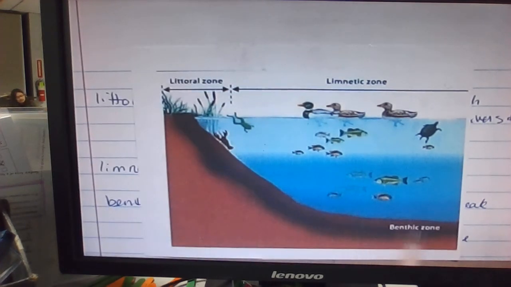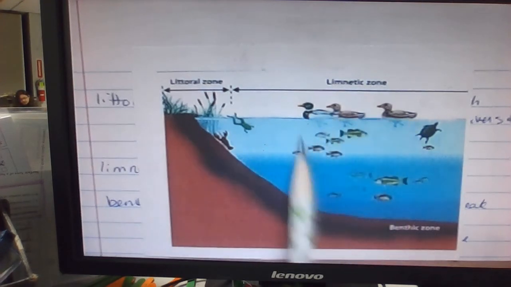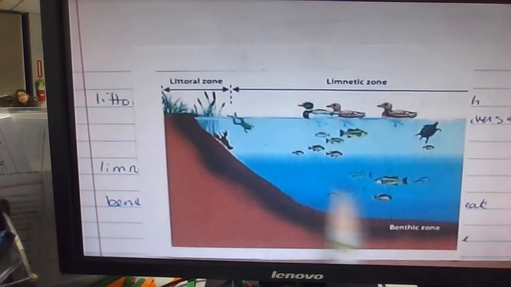Benthic zone represents all of this area right here, so the bottom surface of that aquatic ecosystem. Limnetic zone, that's the open area of water. So all of this area will, in fact, extend it out. This area right here represents that open area in that aquatic ecosystem.